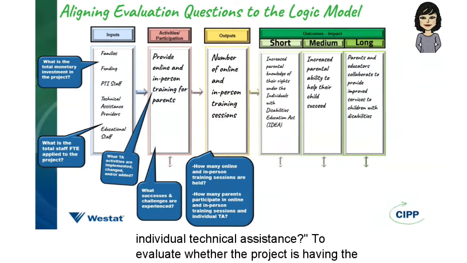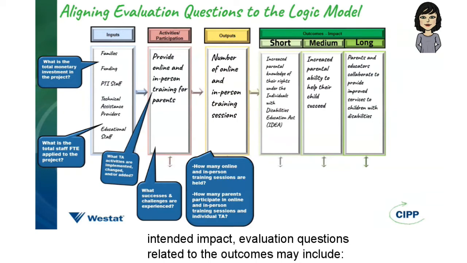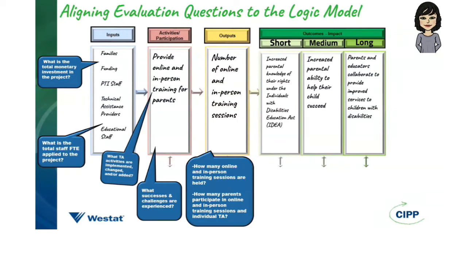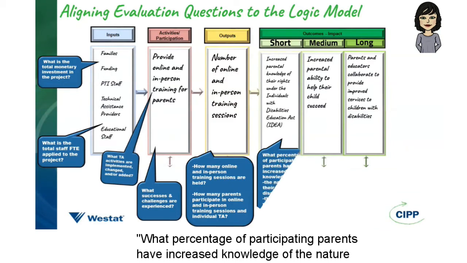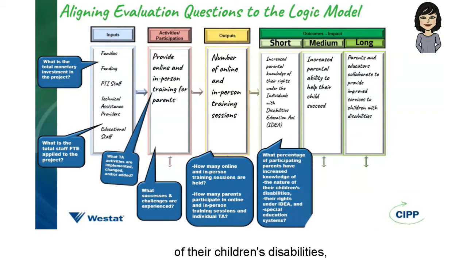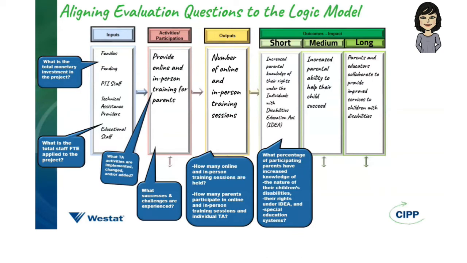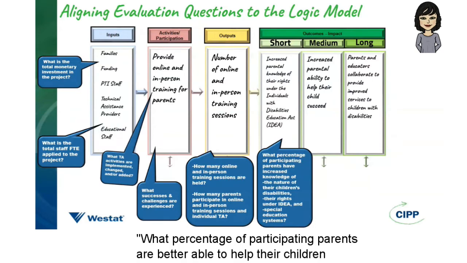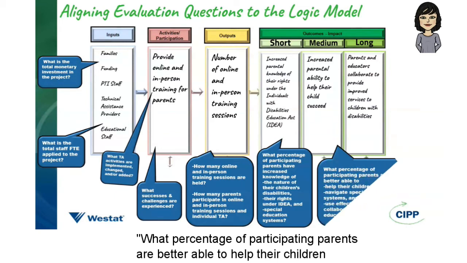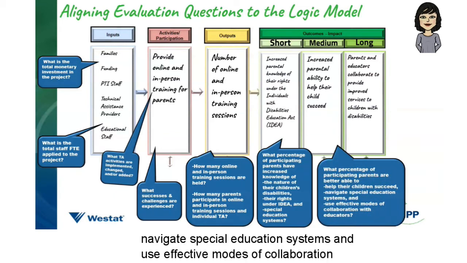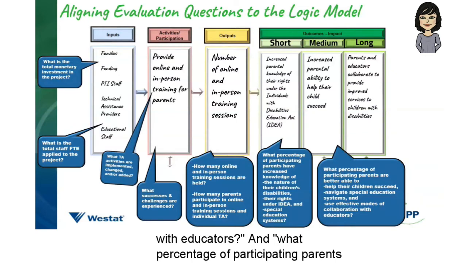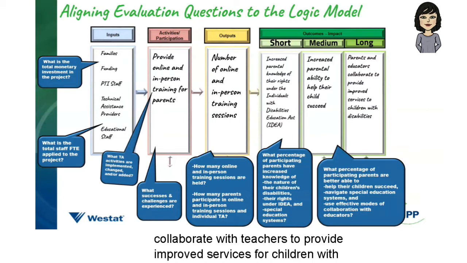To evaluate whether the project is having the intended impact, evaluation questions related to the outcomes may include: what percentage of participating parents have increased knowledge of the nature of their children's disabilities, their rights under the Individuals with Disabilities Education Act, and special education systems? What percentage of participating parents are better able to help their children succeed, navigate special education systems, and use effective modes of collaboration with educators? And what percentage of participating parents collaborate with teachers to provide improved services for children with disabilities?